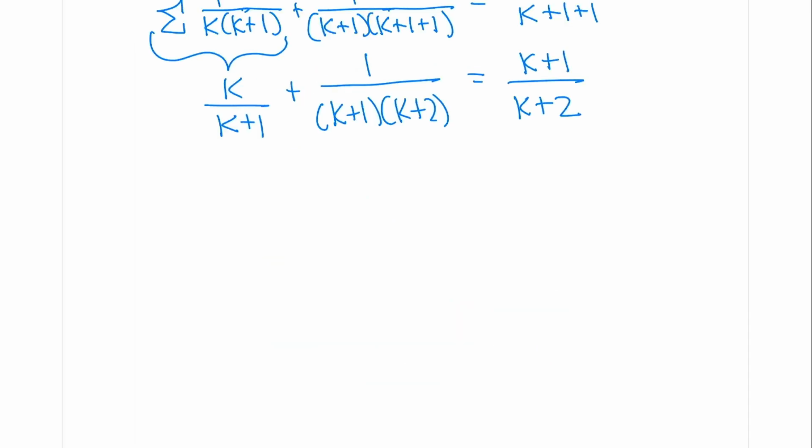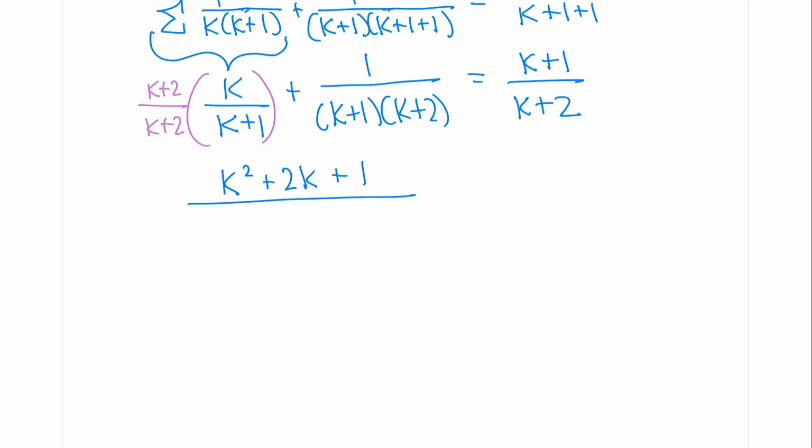This is a rational expression, so in order to solve this, we have to get a common denominator over here. That means that we're going to multiply this left fraction by k plus 2 over k plus 2, and then we're going to distribute that to the numerator. So this is going to become k squared plus 2k plus 1 over our entire denominator, k plus 1 and k plus 2.